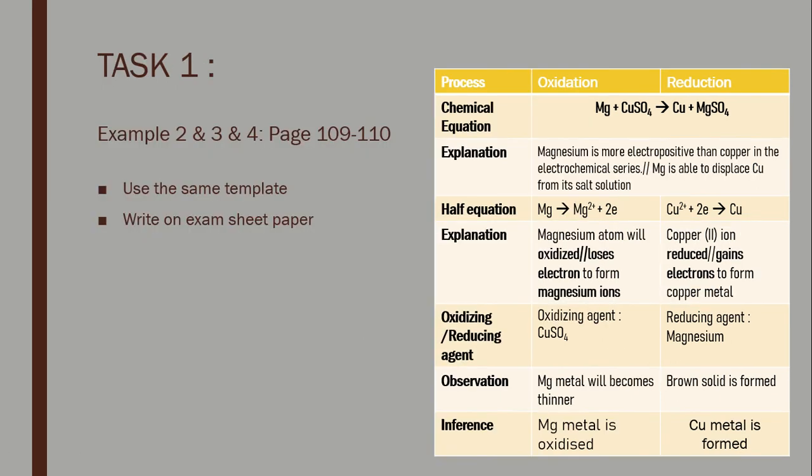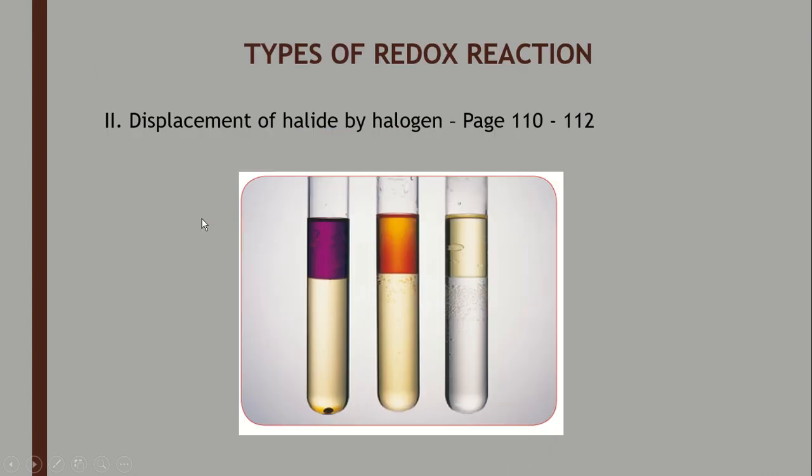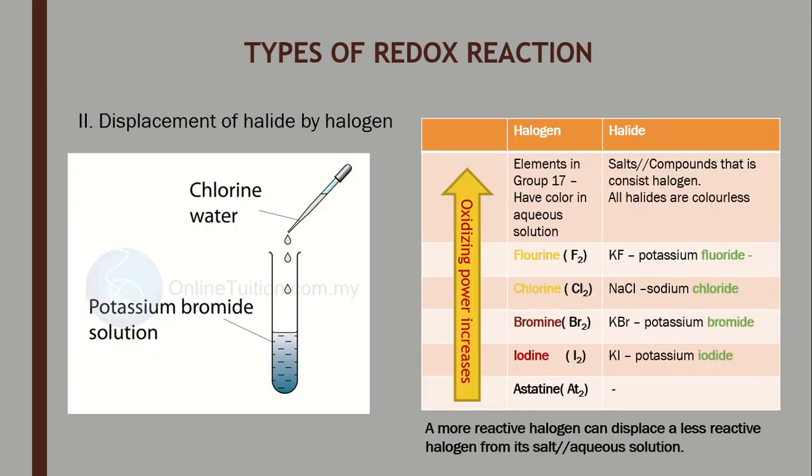Okay, so the first task is example 2, 3 and 4 in your module, page 109 and 110. Use the same template, this one table. Now we move to the second reaction, which is the displacement of halide by halogen, in your module page 110 and 111 until 112. Actually, displacement of halide you have also learned during Form 4.